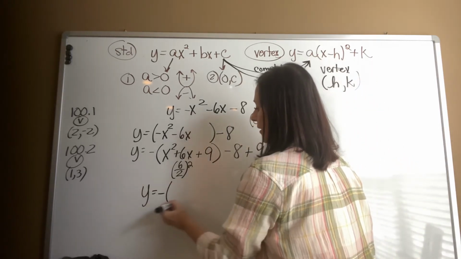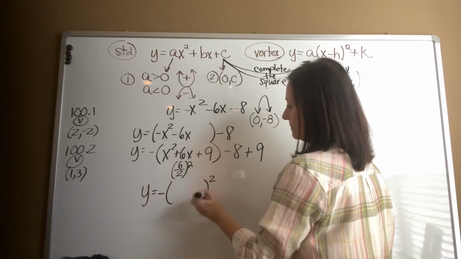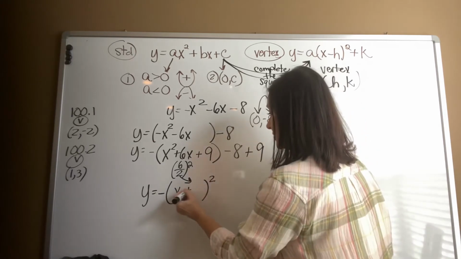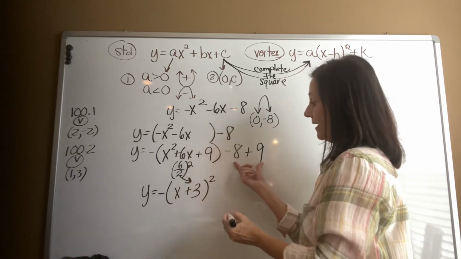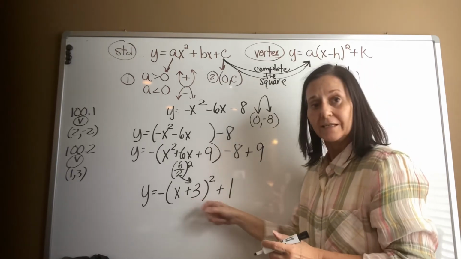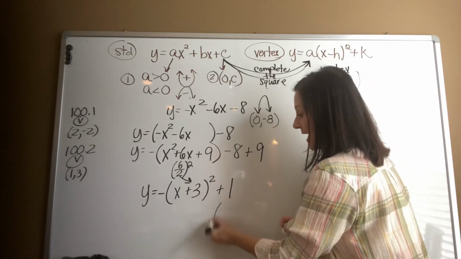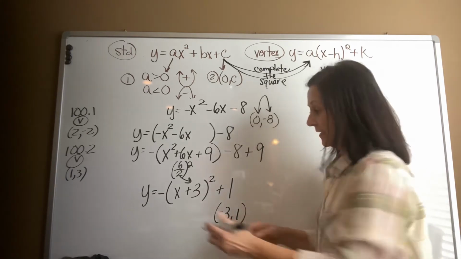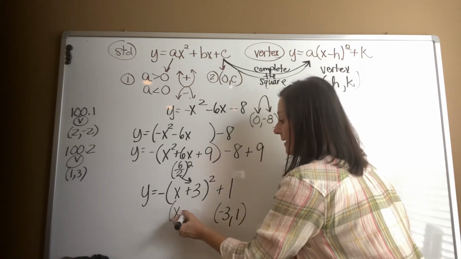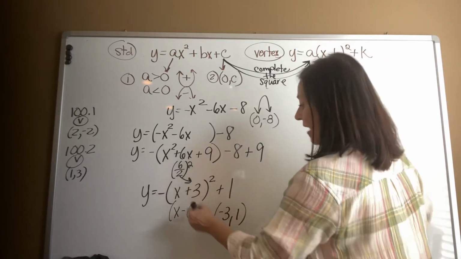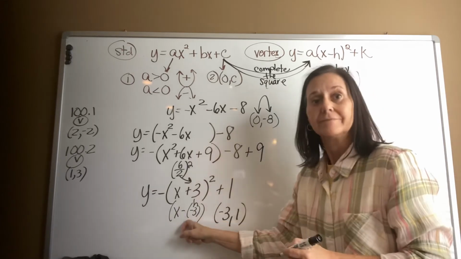When I get my binomial here, it's x plus or minus b over 2, which is 3. I combine 9 and negative 8, which is 1. My vertex is opposite, same. Opposite, same. Negative 3, 1. Opposite, because this is really x minus the value of negative 3. Look, x minus the value of h. Okay?